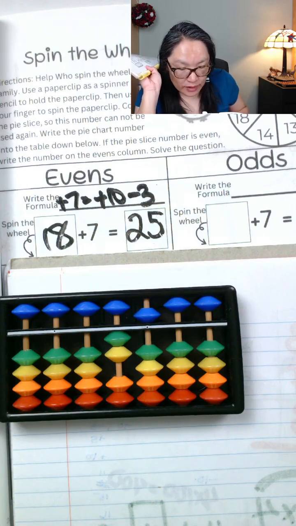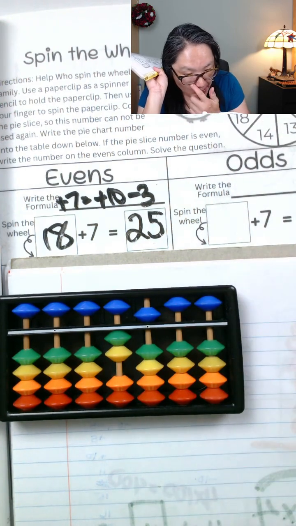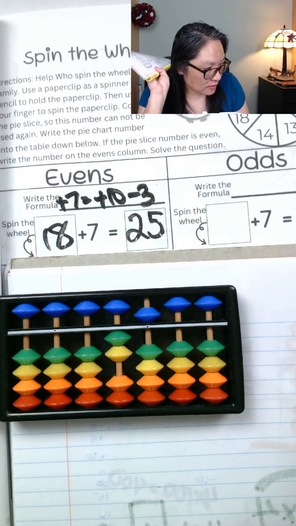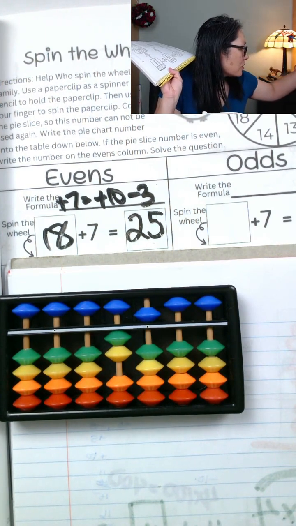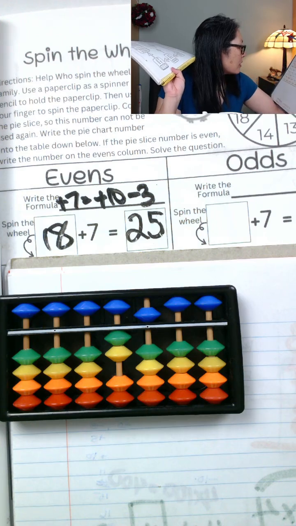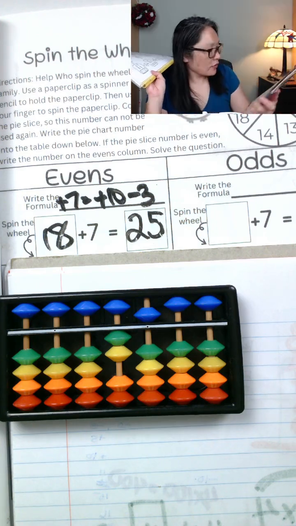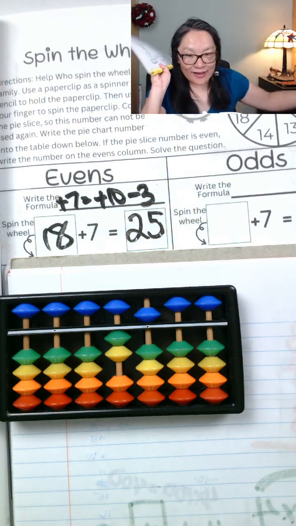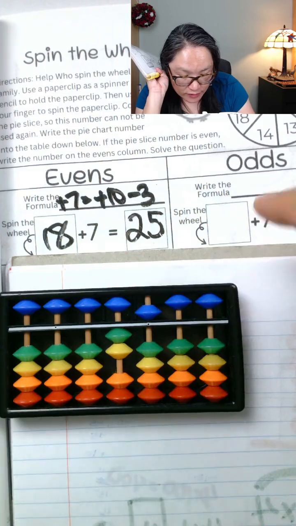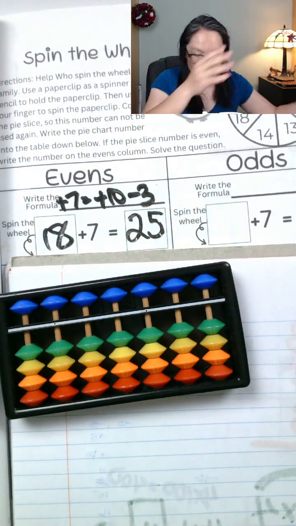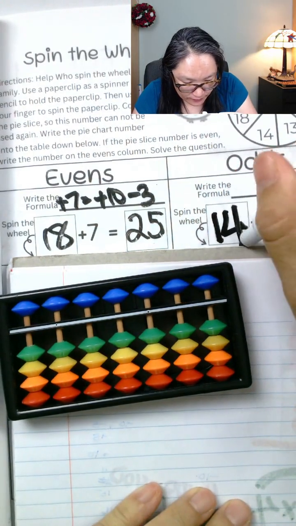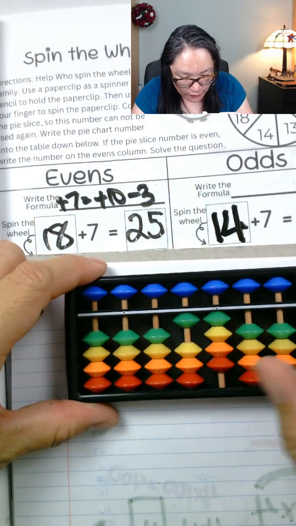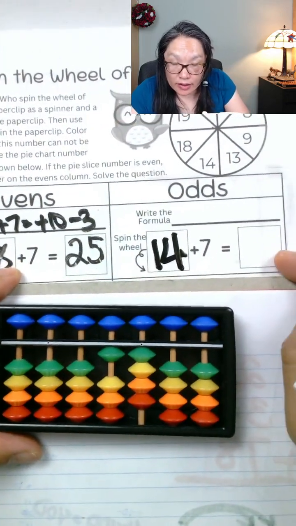Yeah. We can do it again. We can do 14. Yep, we can do 14. Right? So then if we do this one, let's do 14. So if I had 14, I have 1 and I have 4. 14. And then we're going to plus the 7.